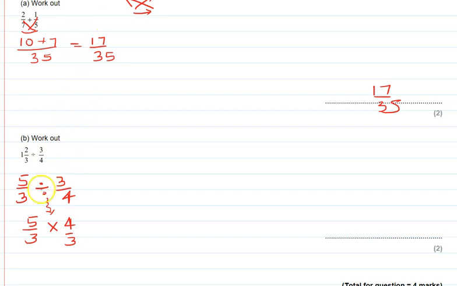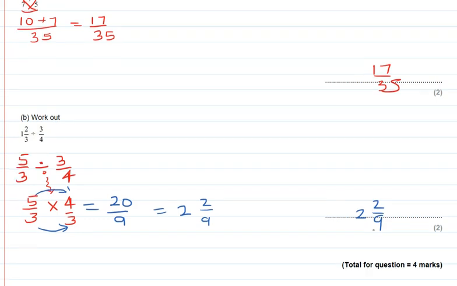After that you multiply the top numbers and the bottom numbers. So 5 times 4 is 20 and 3 times 3 is 9. If you want to change it into a mixed fraction, you can write 2 and 2 over 9. So 9 times 2 is 18, plus 2, 20 over 9. So this answer is 2 and 2 over 9. These questions are really important for your non-calculator exam.